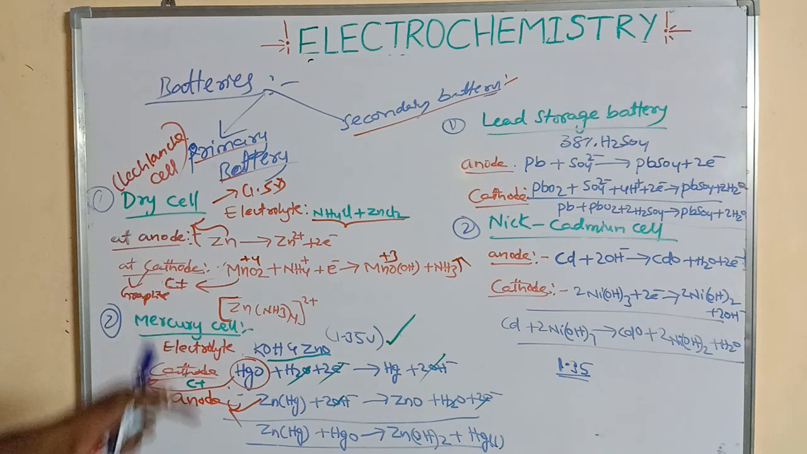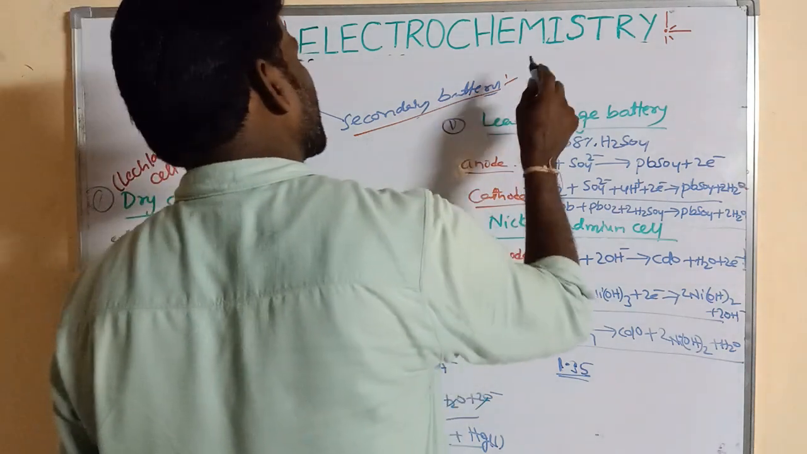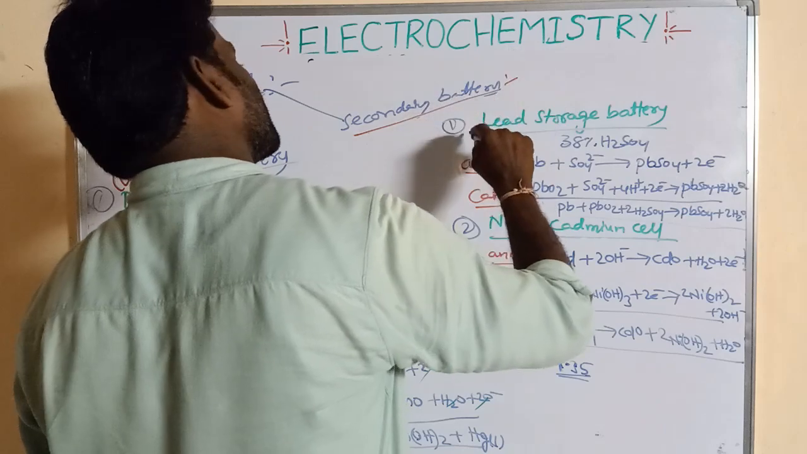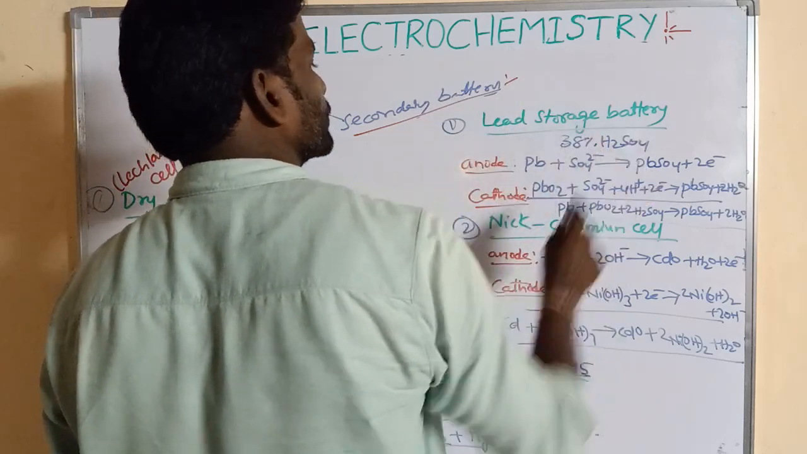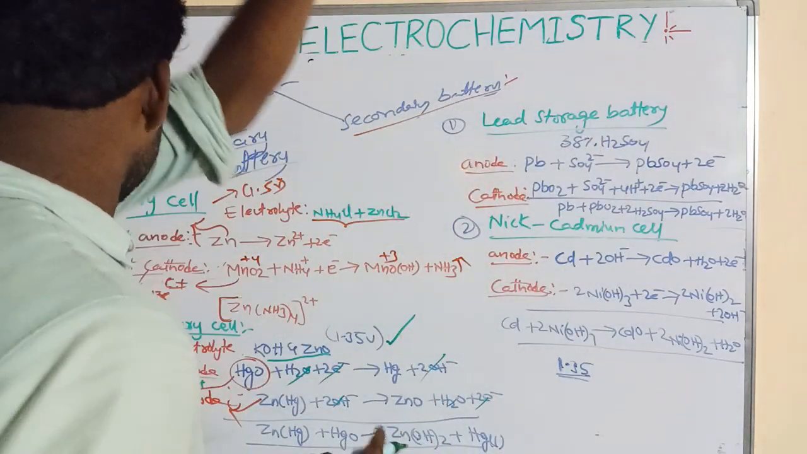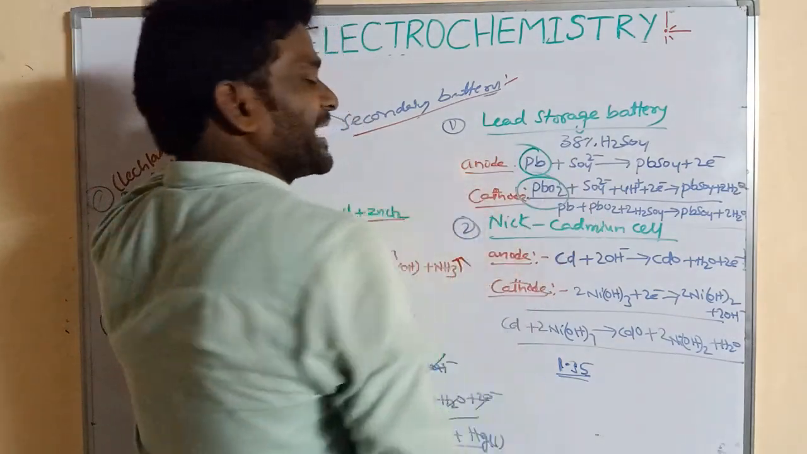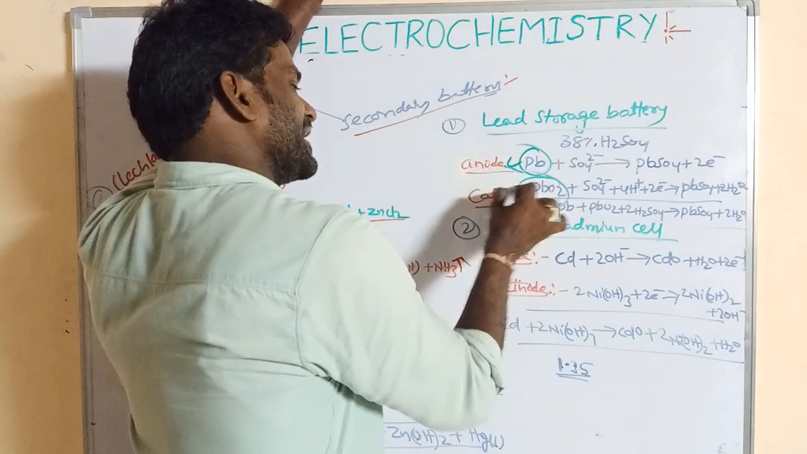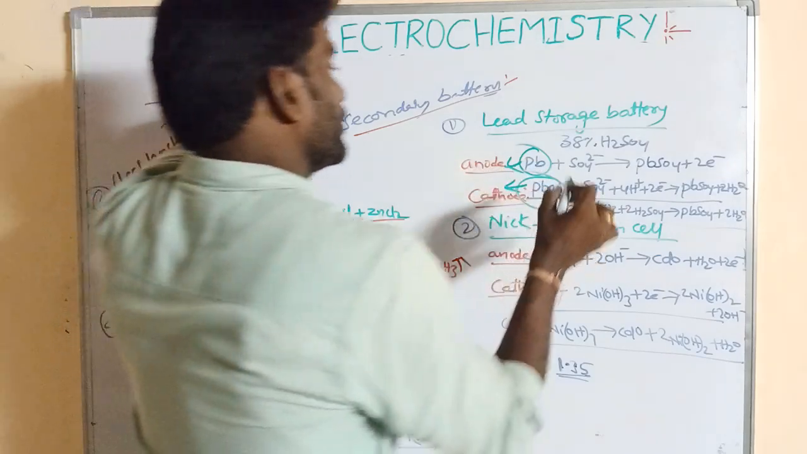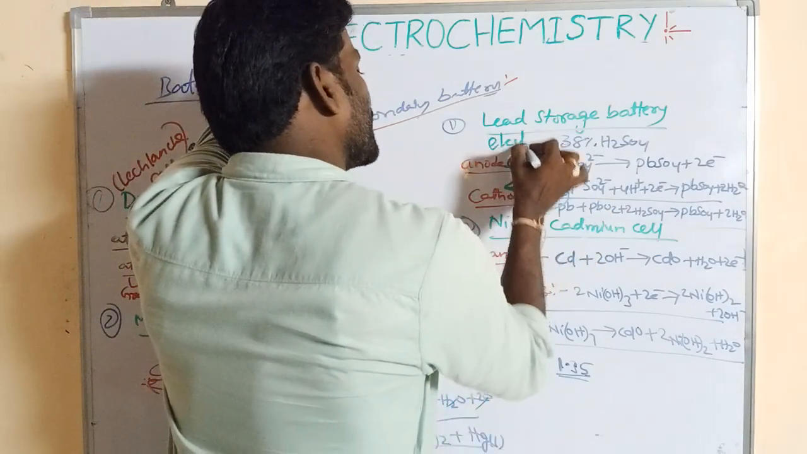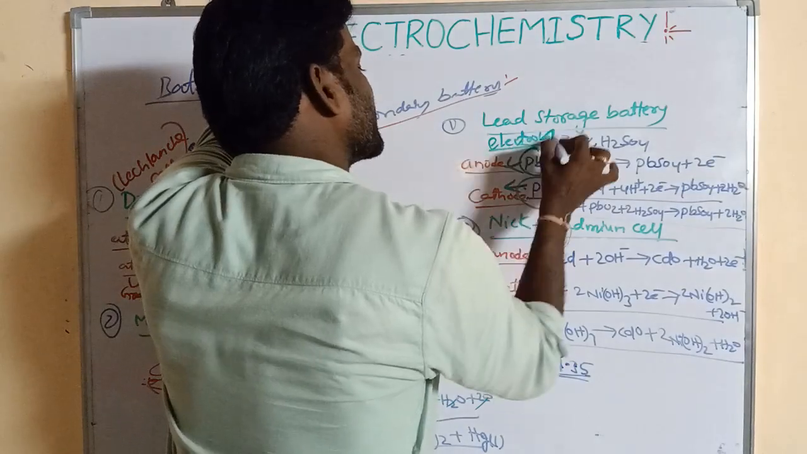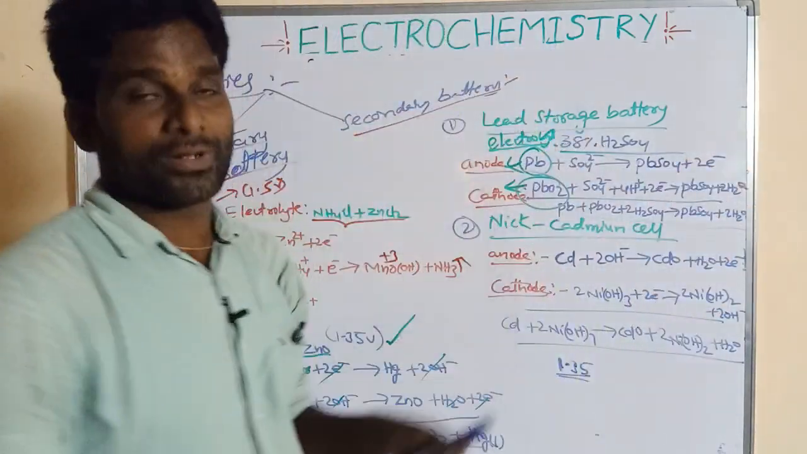Next goes to secondary battery. What is the example? Lead storage battery. In lead storage battery, what is the anode? Lead is the anode. What is the cathode? Lead oxide is the cathode. The electrolyte is 38% H2SO4.